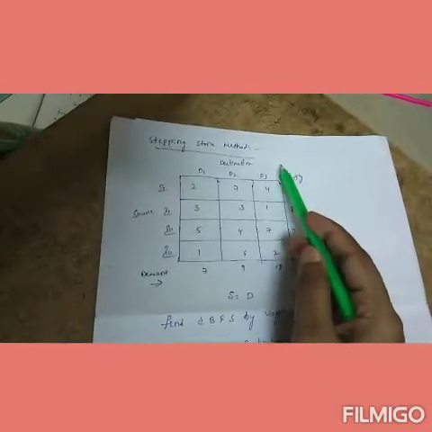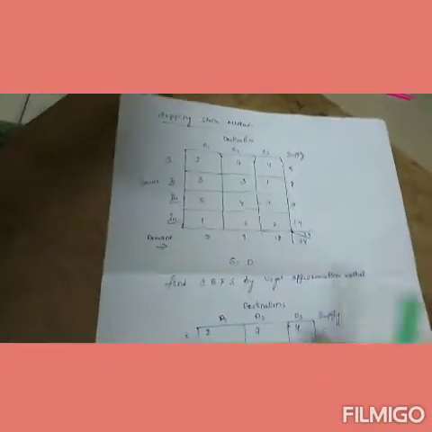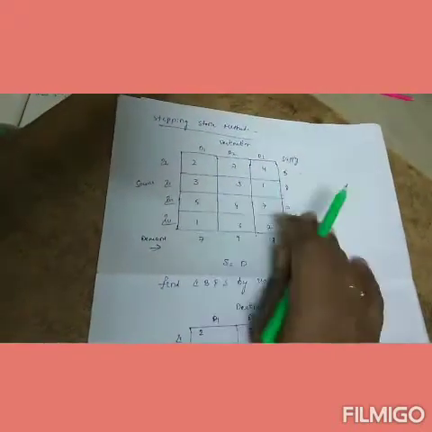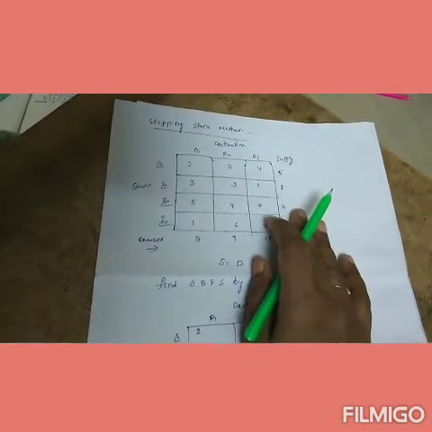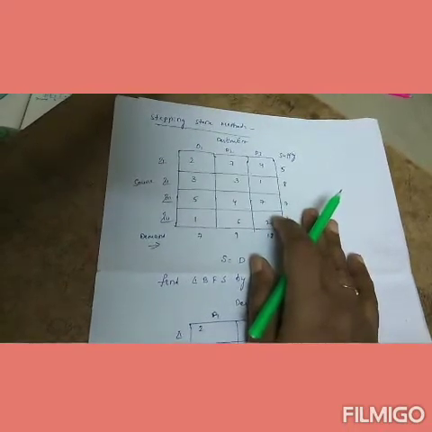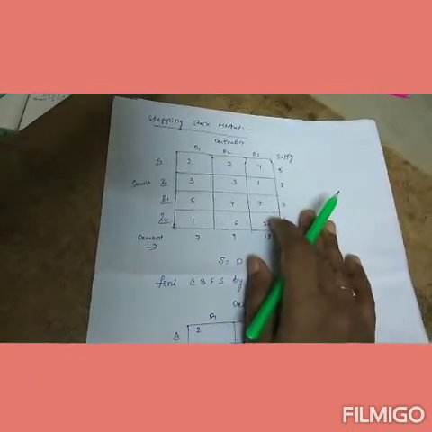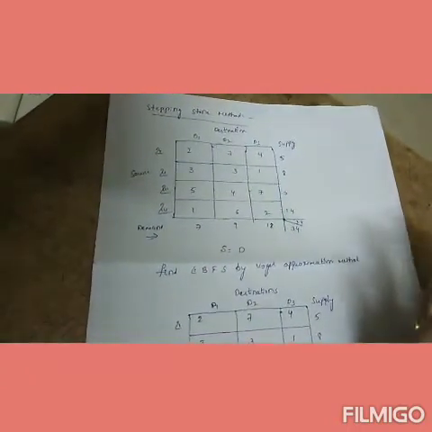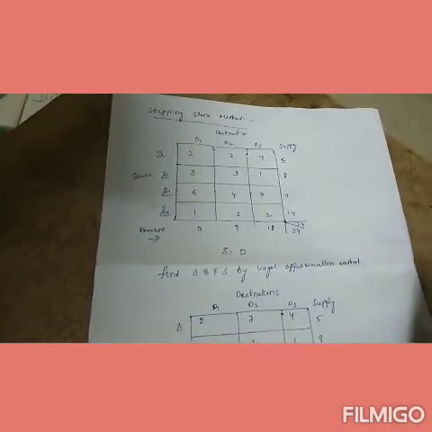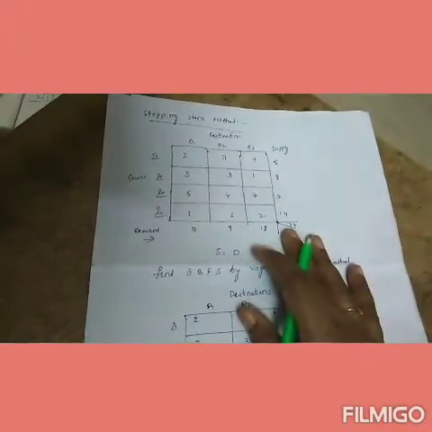Before solving the stepping stone method, we have to find the initial feasible solution. By taking this initial basic feasible solution, after that we can find out the optimum solution value. Now we can take any one of the methods. If it is mentioned, we can take that method only. If it is not mentioned, we can take the northwest corner method, least cost method, or Vogel's approximation method. Any one of the methods you can choose, and find out the initial basic feasible solution.